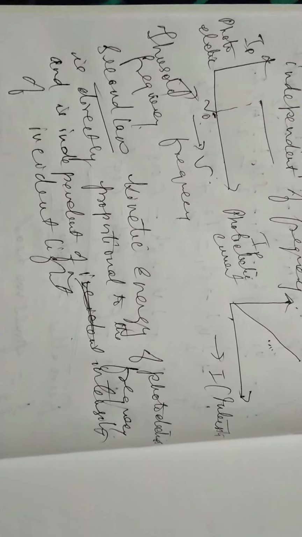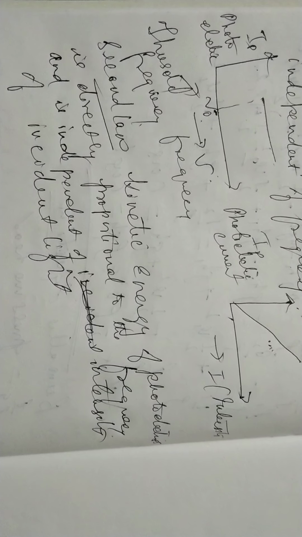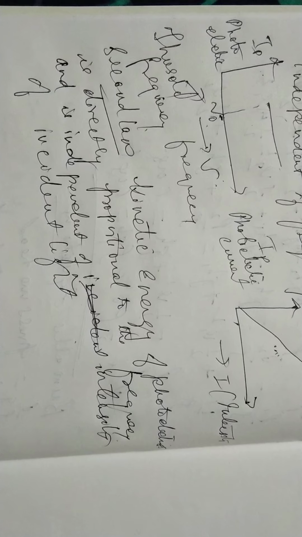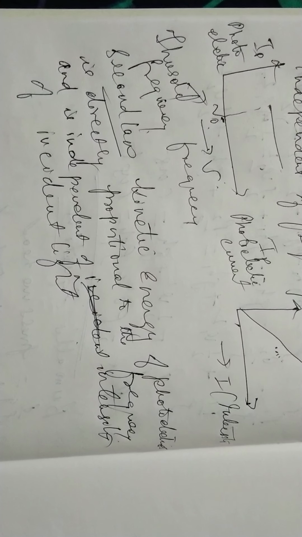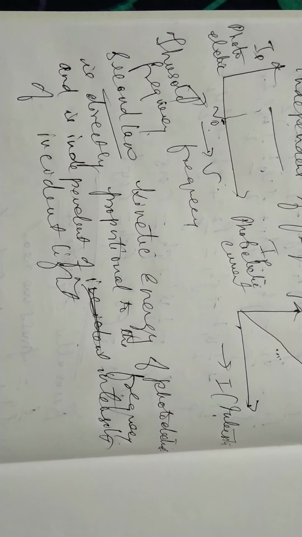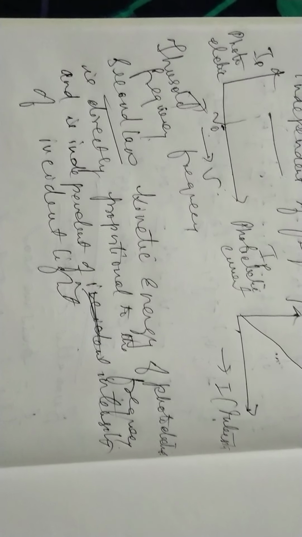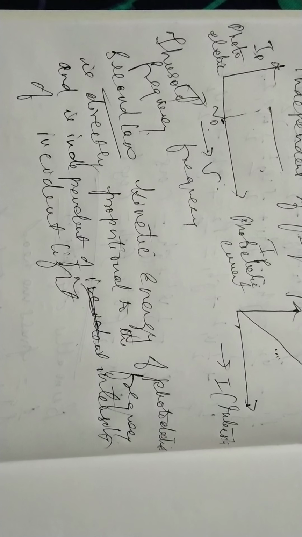And other than this, the properties of the photoelectric effect: the process is instantaneous. What does it mean? The moment the photon falls on the surface, the electron is just ejected out, without any delay. There is no lag. Okay, that is why it is called instantaneous.